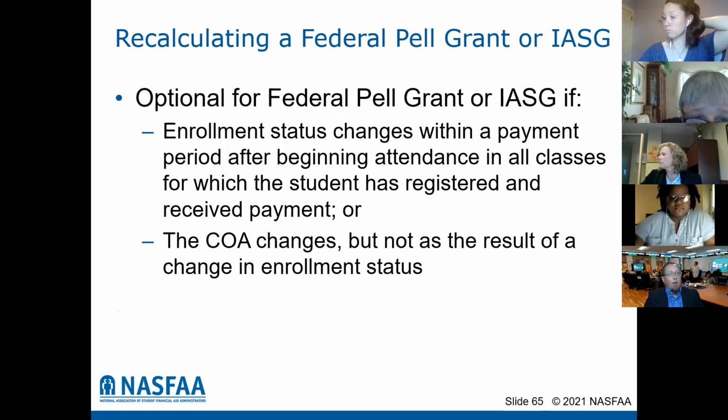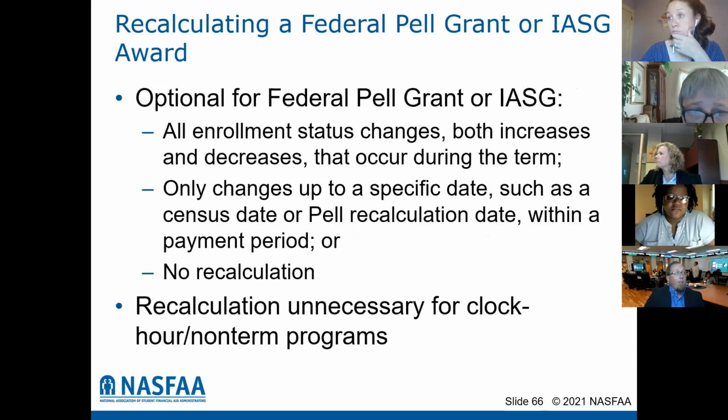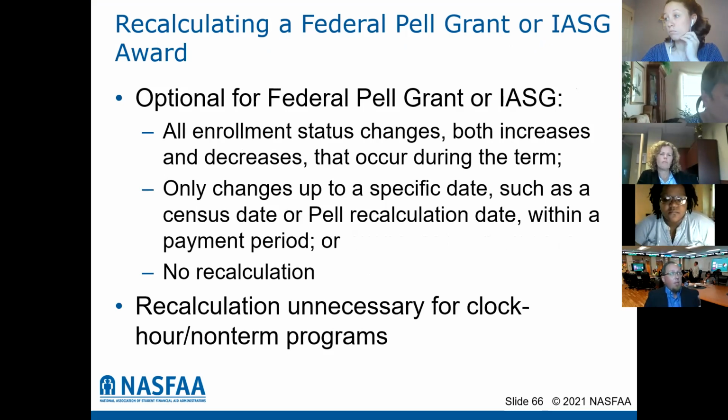And then optional for federal Pell Grant or IASG: if enrollment status changes within a payment period after beginning attendance in all classes for which the student has registered and is receiving payment, or the cost of attendance changes, but not as the result of a change in enrollment status. And then recalculation is unnecessary for clock hour and non-term programs as well. I'm sorry, for the top there too, optional for Pell Grant is just sort of a continuation: all enrollment status changes, both increases and decreases that occur during the term, and only changes up to a specific date, such as census date, which I know we talked about in past presentations, or the Pell recalculation date within a payment period as well.